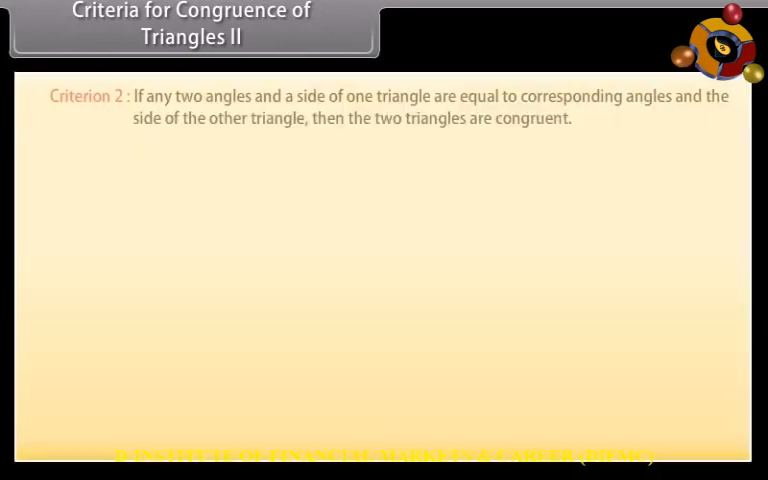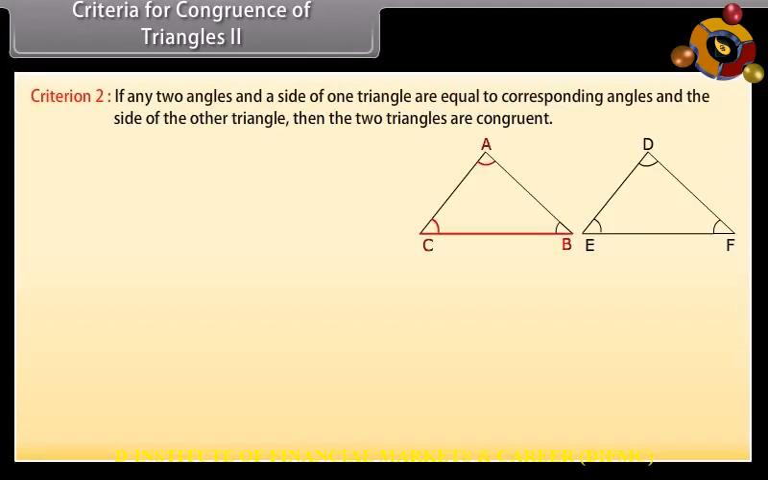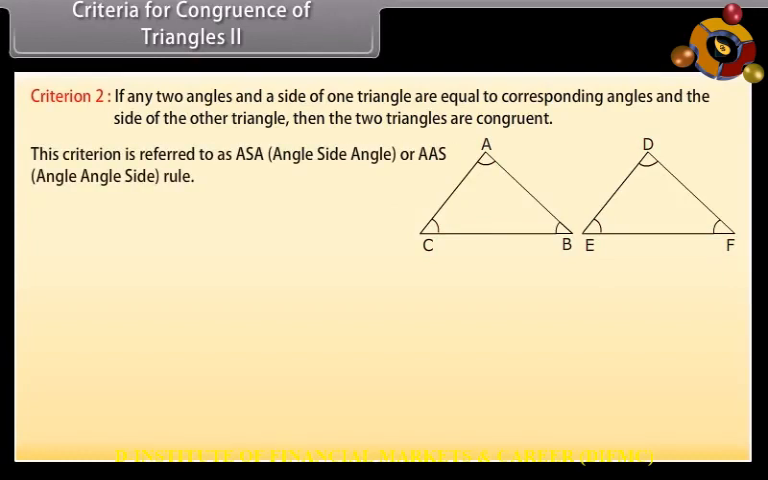Criteria for congruence of triangles 2. The next criterion for the congruence of triangles is that if any two angles and the side of one triangle are equal to corresponding angles and the side of the other triangle, then the two triangles are congruent. This criterion is referred to as ASA, angle side angle, or AAS, angle angle side rule.